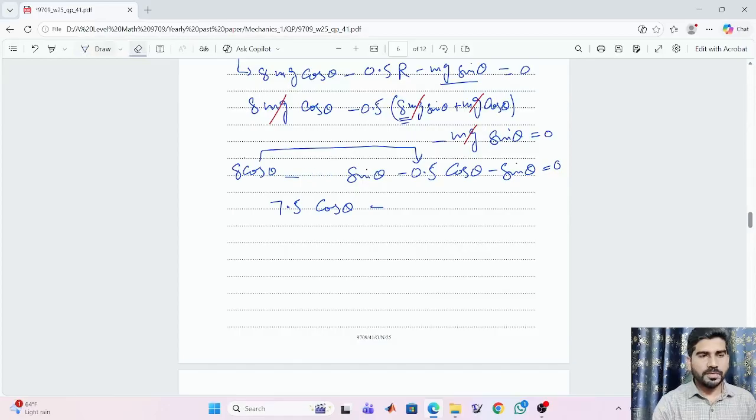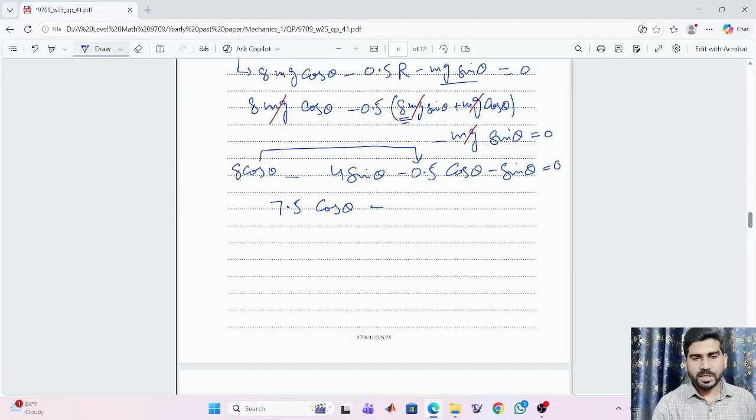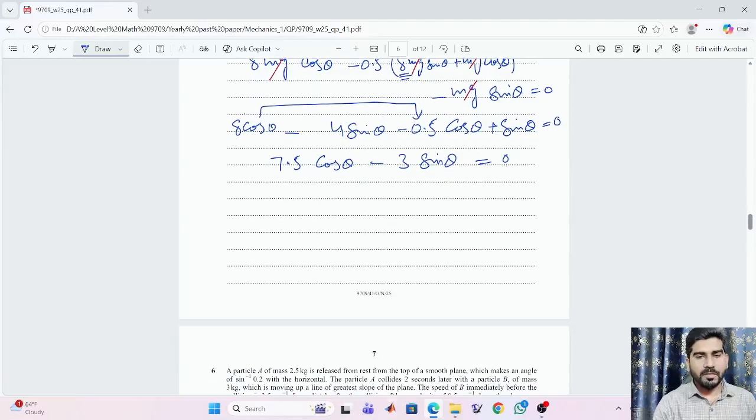I have to write here 4 sine theta minus 1 sine theta. This negative and negative will become positive. So there will be 3 sine of theta equals to 0. Now we can just shift this 3 sine theta to the right hand side, and we will get cos theta is equal to 3 sine theta.